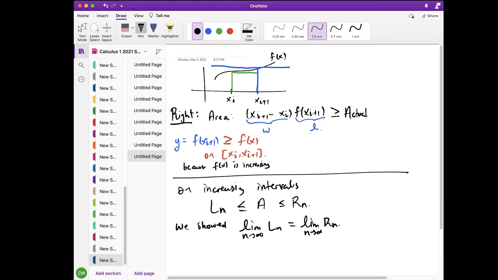So if we just find the limit of L of n, this is the area. And then if we do the same thing for decreasing, this will allow us to just forego increasing and decreasing, because if we do this just for left, regardless of how the function is changing, we can find the actual area. So let's quickly do it for decreasing, and then see how it's different.